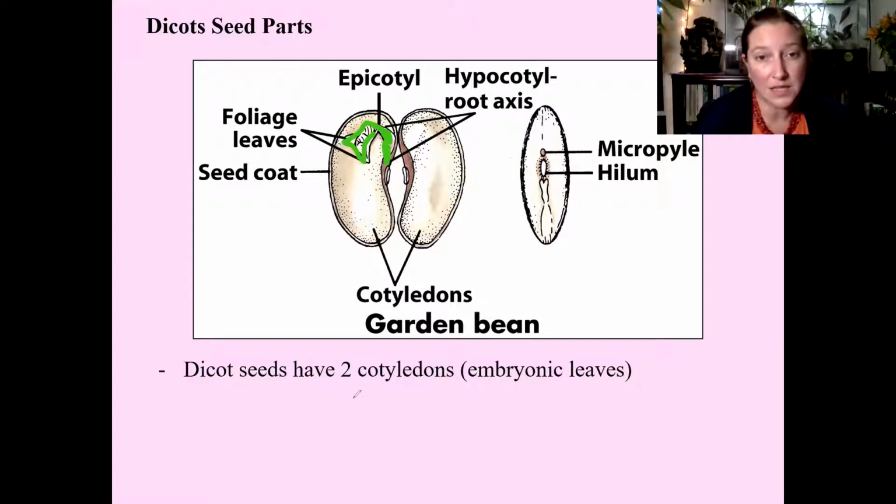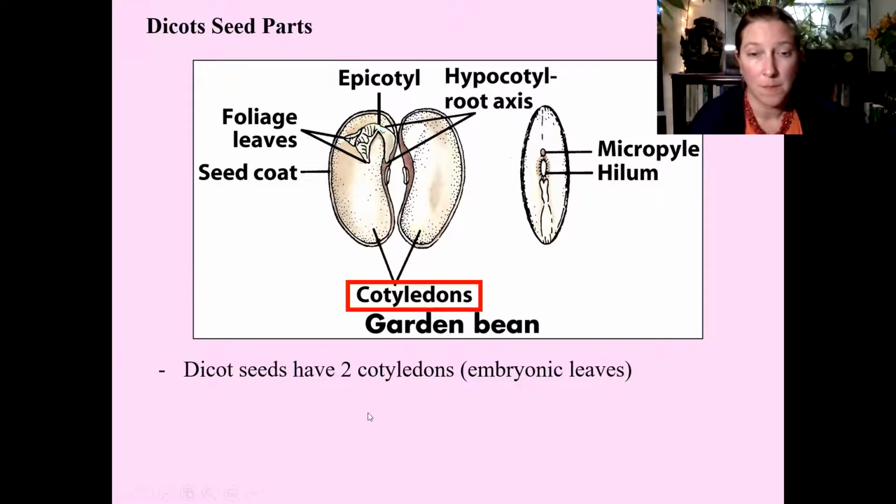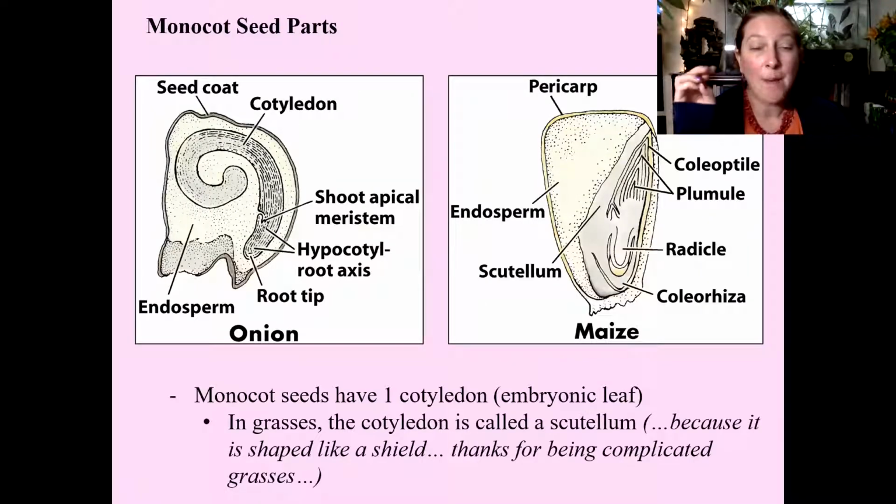The cotyledons, right? All these two things here, those actually provide food to the growing baby plant. That's what their job is. So that's dicots. Monocots, mono means one, cot refers to cotyledon again. So monocots have one cotyledon.